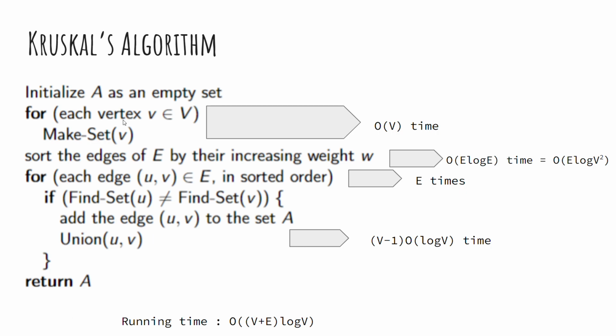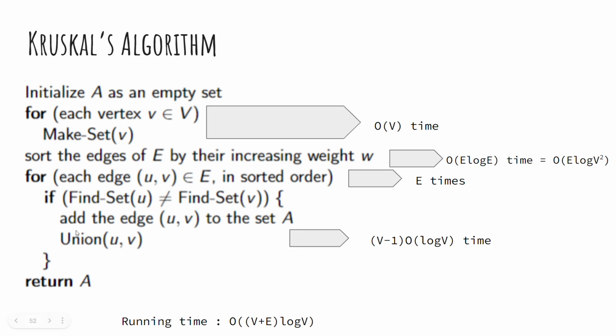So as you can see, the for loop for making a set of each vertex takes big O of V time, because it runs V times, and make set is a constant time operation. And then sorting all the edges takes big O of E log E time, which can also be written as E log V squared, because the maximum number of edges for a graph can be basically V times V minus 1 over 2, right? So you can also write it as big O of E log V squared, and this again simplifies to 2 times E log V, which is just big O of E log V.